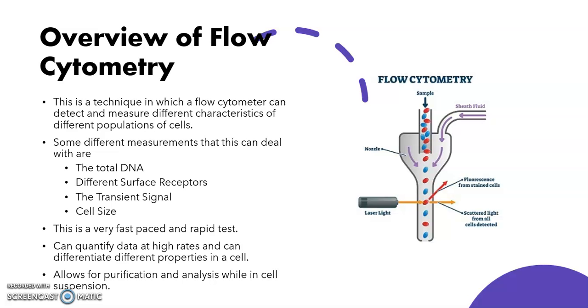So a quick overview of flow cytometry. This is a technique in which a flow cytometer can detect and measure different characteristics of different populations of cells. Some different measurements that this can deal with are the total DNA, different surface receptors, the transient signal, cell size, among others. This is a very fast-paced and rapid test, and it can quantify data at high rates and can differentiate different properties in a cell. It allows for purification and analysis while in suspension.